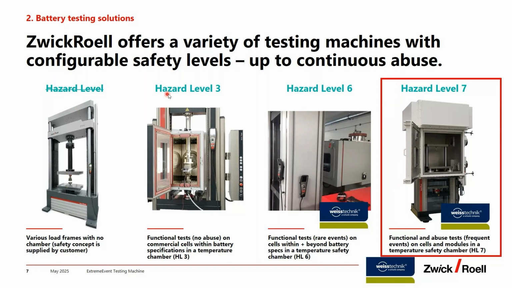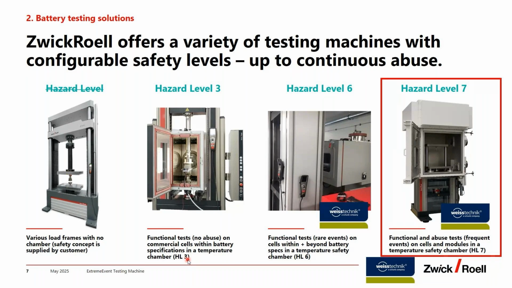If we are only working with hazard level 3, then we can use our temperature chamber from ZwickRoell. This is not an abuse test. For example, if you have swelling tests where you don't go to the limits, then you can use our test environment up to hazard level 3. As I mentioned before, there may be some leakage of the battery, but no venting, fire, or flame.